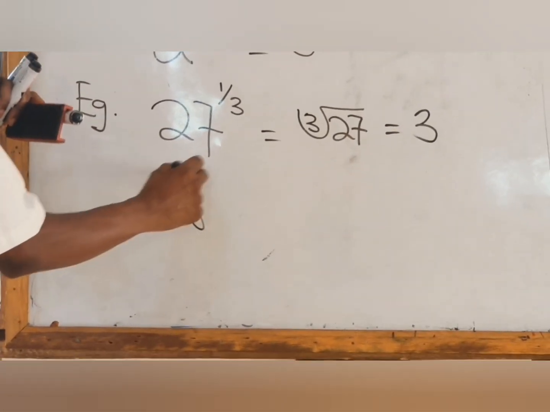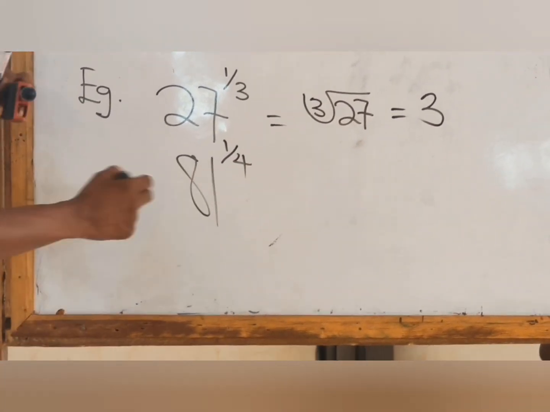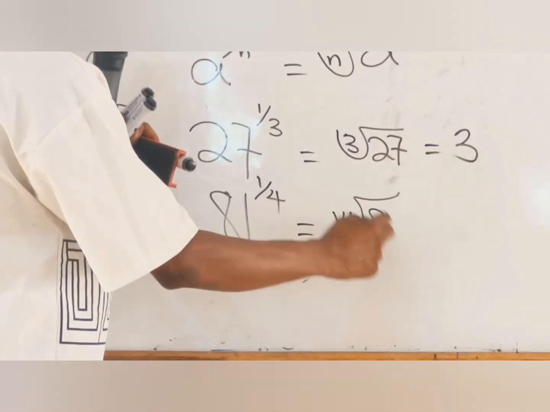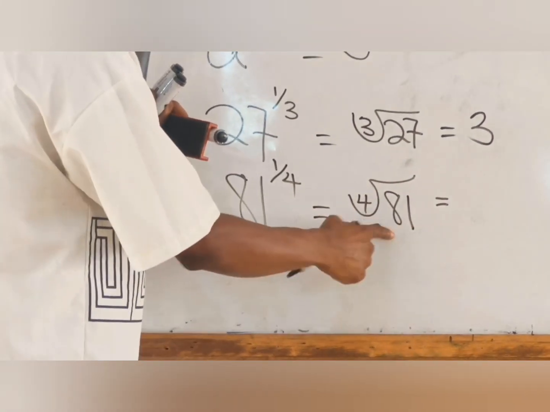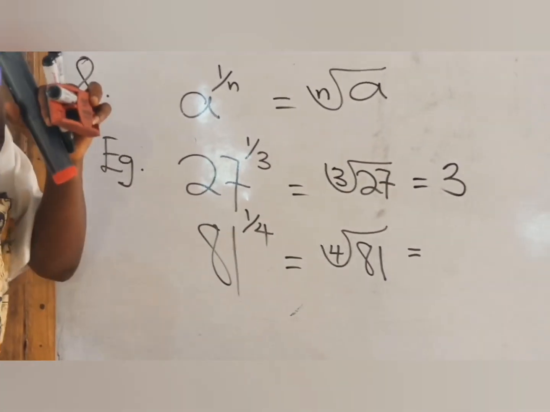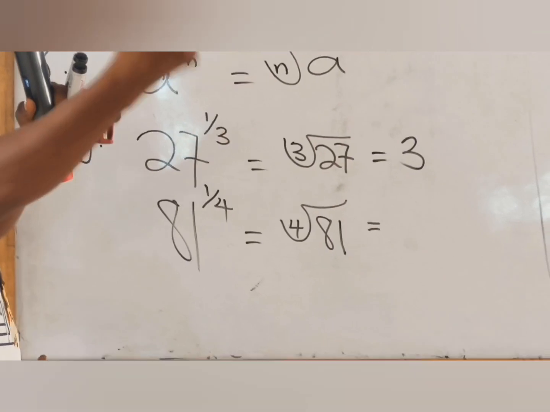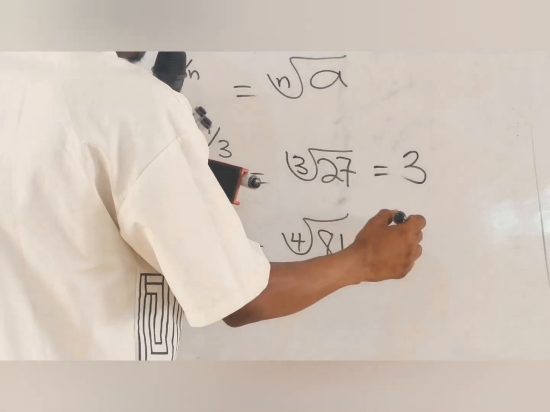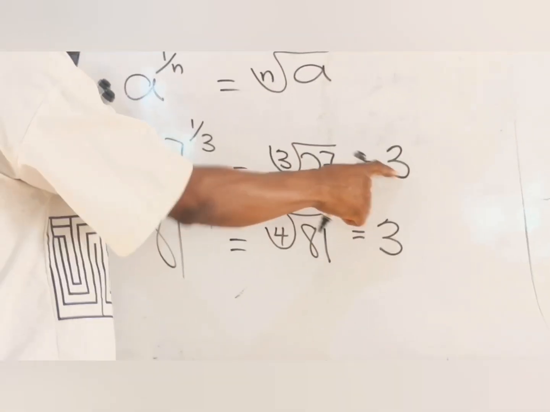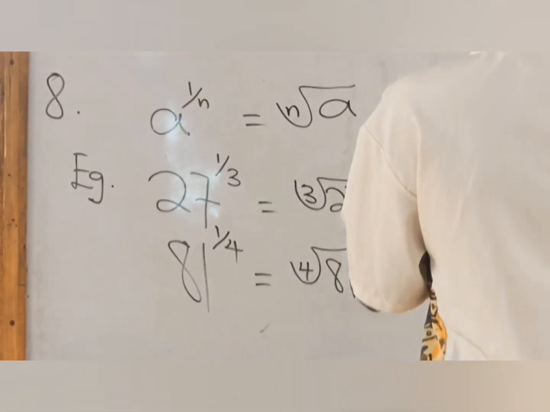You also have 81 to the power 1 over 4. That is the same as the 4th root of 81. Can you take the 4th root of 81? It's 3. 27 times 3 is 81, yes. So 3 times 3 times 3 times 3. So 3 to the power 4 will give us 81, and 3 to the power 3 will give us 27. That's the meaning. Are you all here?